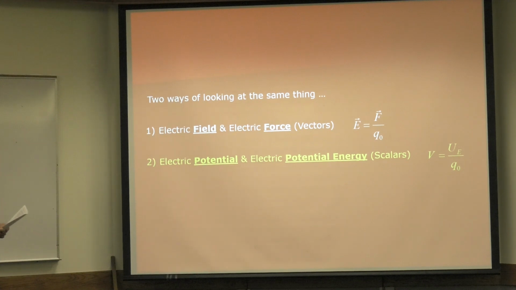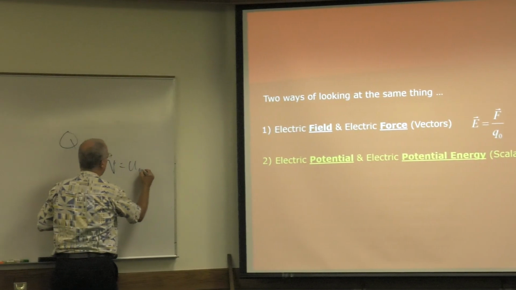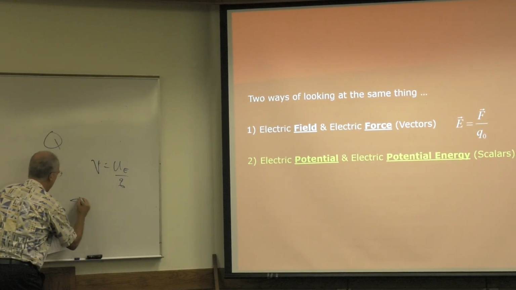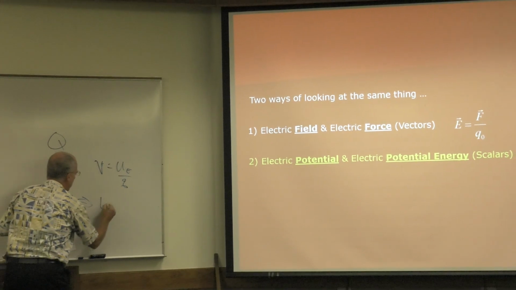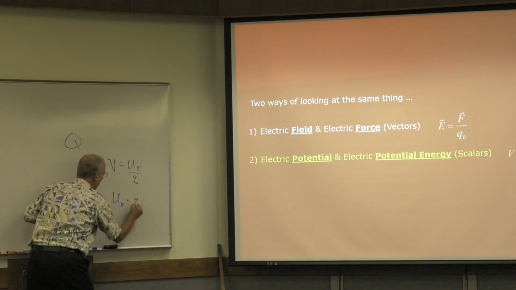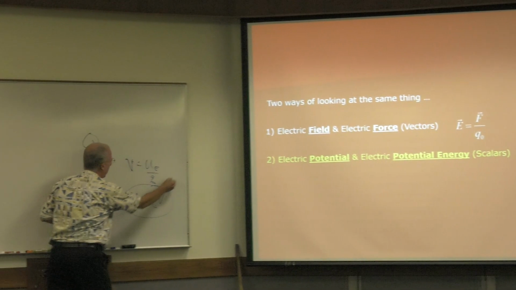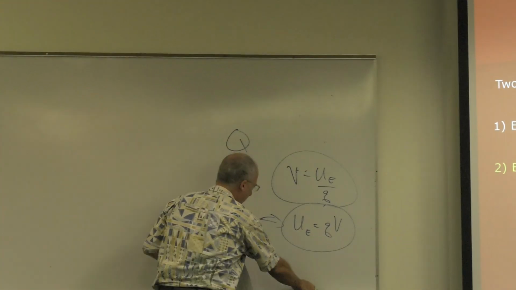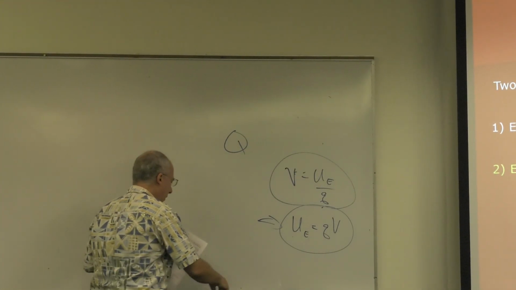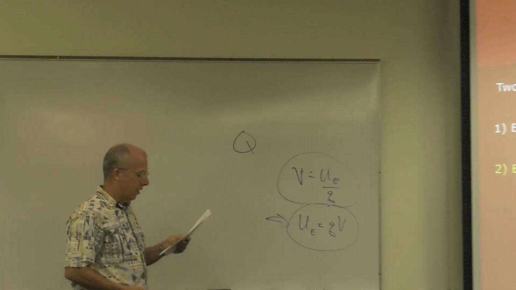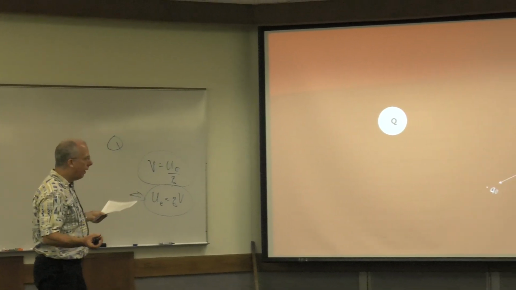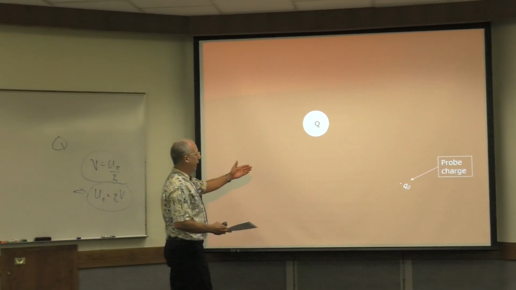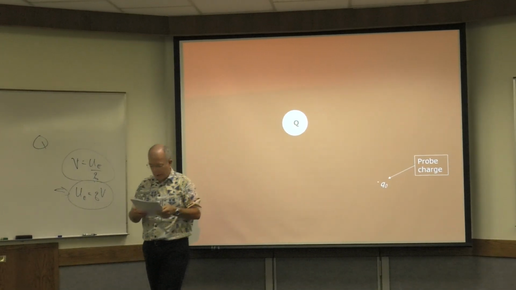All right? Okay, so V equals UE over Q. So later on we're going to use this a lot. We're going to use UE equals QV, right? So that's important, but that's important too. They're both important, and we'll use them all the time. Okay, so let's explain it. So here is a charge, right? Q. The charge is Q.